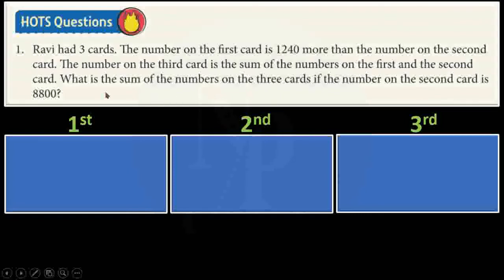See, let us read the last sentence here. What is the sum of the numbers on the 3 cards if the number on the second card is 8,800? So the number on the second card is 8,800. So when this is given, now we can easily find and write the numbers on the first and third cards. Let us find them.